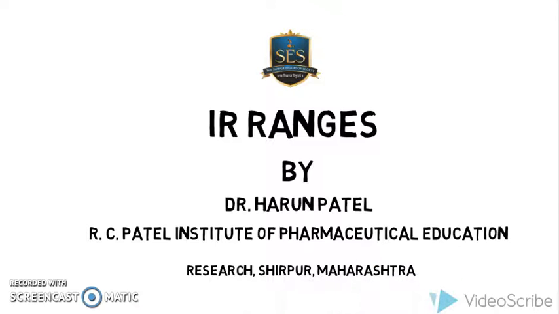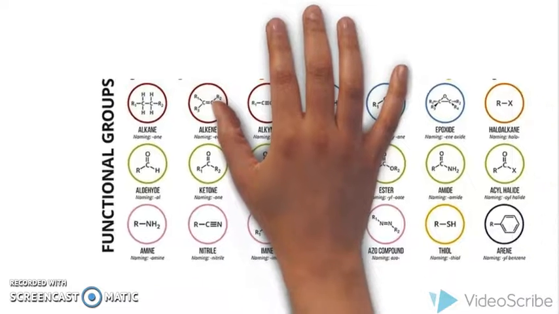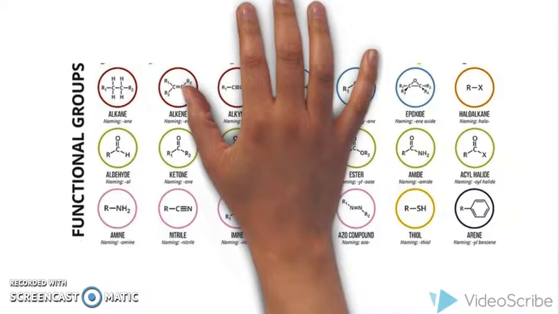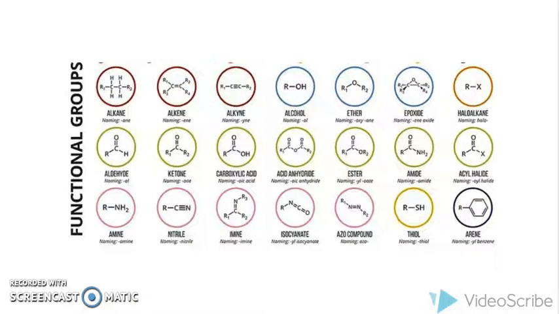This lecture is useful for B.Pharm and BSc students. So the question arises: what is the use of IR spectroscopy? Infrared spectroscopy is mainly used to identify different kinds of functional groups. I think that in 11th and 12th you have studied different kinds of functional groups like alcohol, phenol, ketone, aldehyde, etc. For example, in case of amine, we can detect NH2.